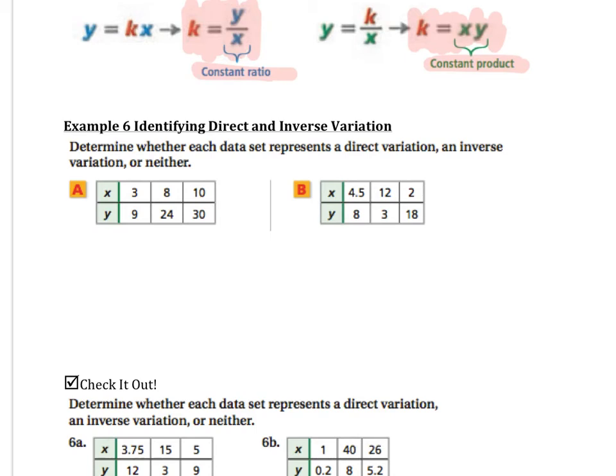So in my first example, if I do X times Y, you can see I get 27 here, 192, 300. It's not constant. But if I do Y divided by X, 9 divided by 3 is 3, 24 divided by 8 is 3, 30 divided by 10 is 3. So I have the constant ratio. So this is a direct variation.